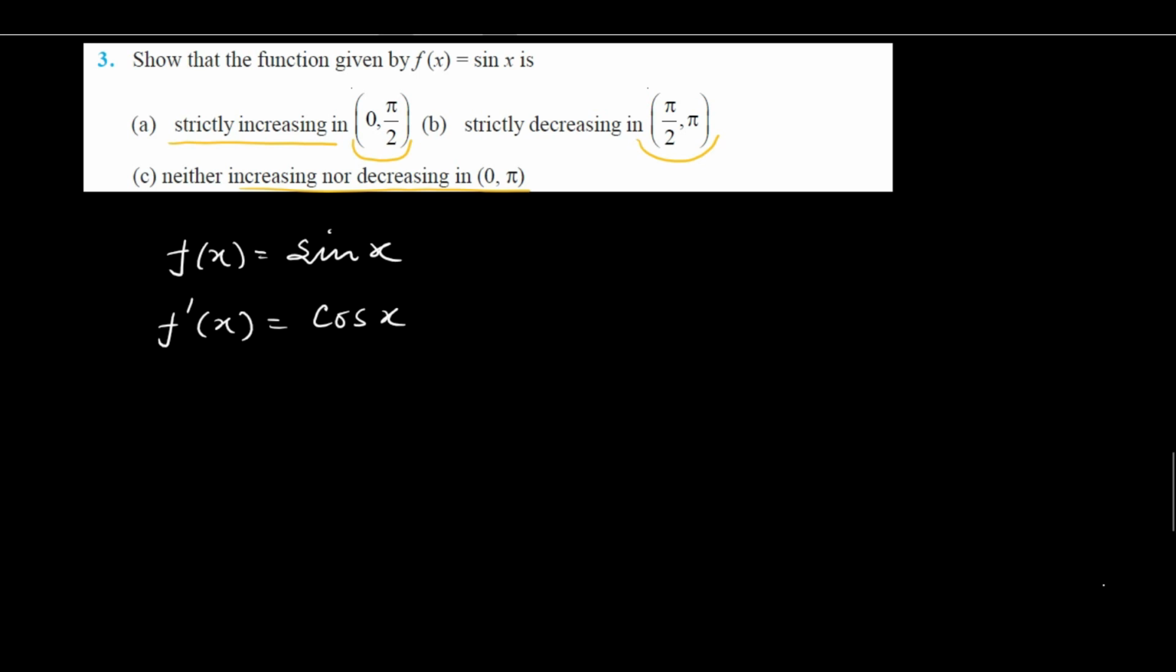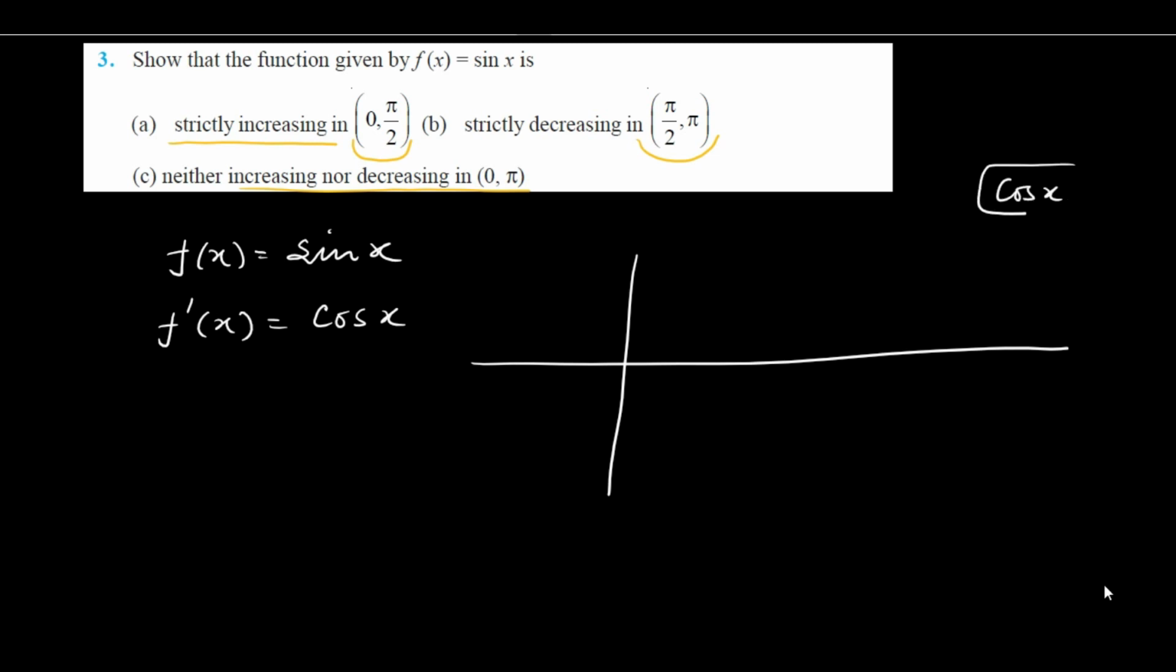Now first draw the graph of f'(x), which means cos x. Draw the graph of cos x like this. It's the origin, and here the point is pi by 2, and here the point is pi. This point is 3 pi by 2. Okay.